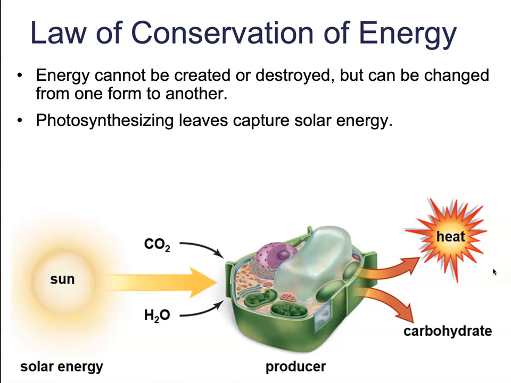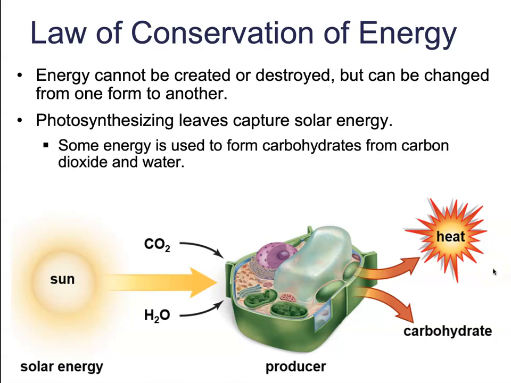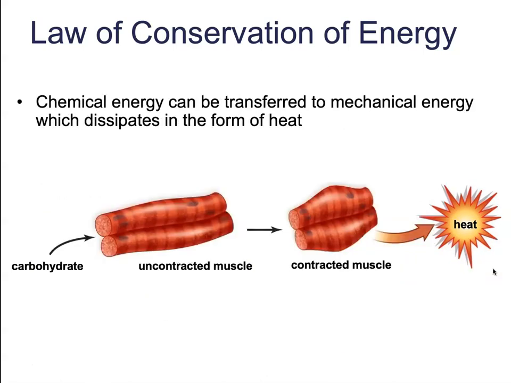Photosynthesizing leaves are going to capture that solar energy. Some energy is going to be used to form carbohydrates from carbon dioxide and water, but much of the energy dissipates as heat. Even that energy that is used to form carbohydrates from carbon dioxide and water, even that stored chemical energy is ultimately going to be dissipated in heat. That chemical energy can be transferred to mechanical energy, which again is going to dissipate in the form of heat.